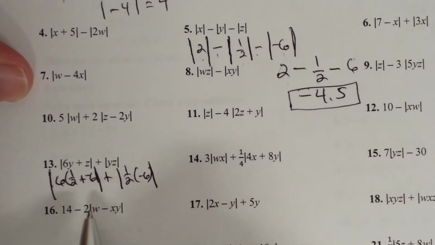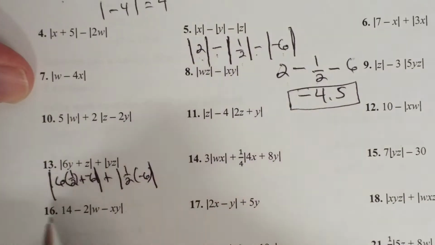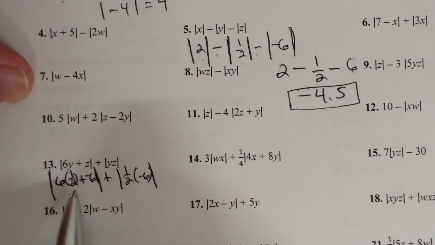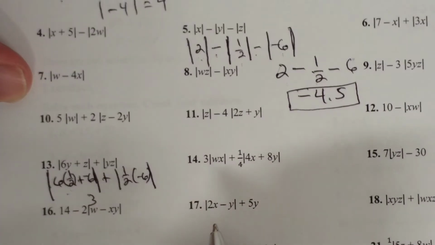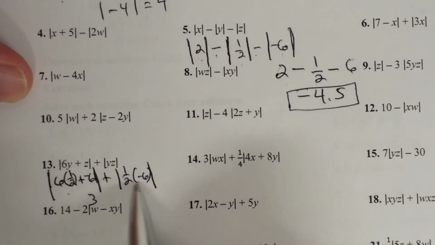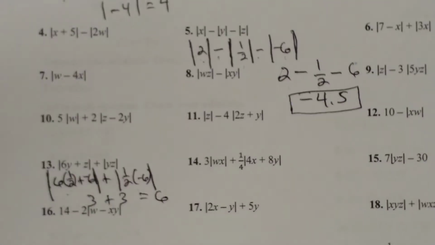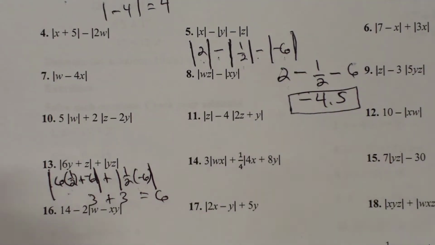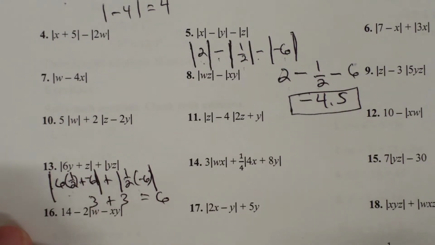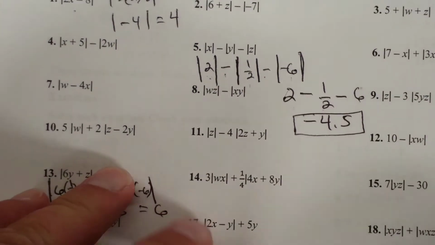Now I can simplify this. 6 times a half, half of 6, is 3. 3 plus negative 6 is negative 3. Now I take the absolute value of negative 3, which is positive 3. Then I simplify this side. Inside the bars, half of negative 6 is negative 3. The absolute value of negative 3 is 3, so my final answer is 6. If you're evaluating, simplify everything inside the absolute value bars first, then take the absolute value, and then simplify from there.